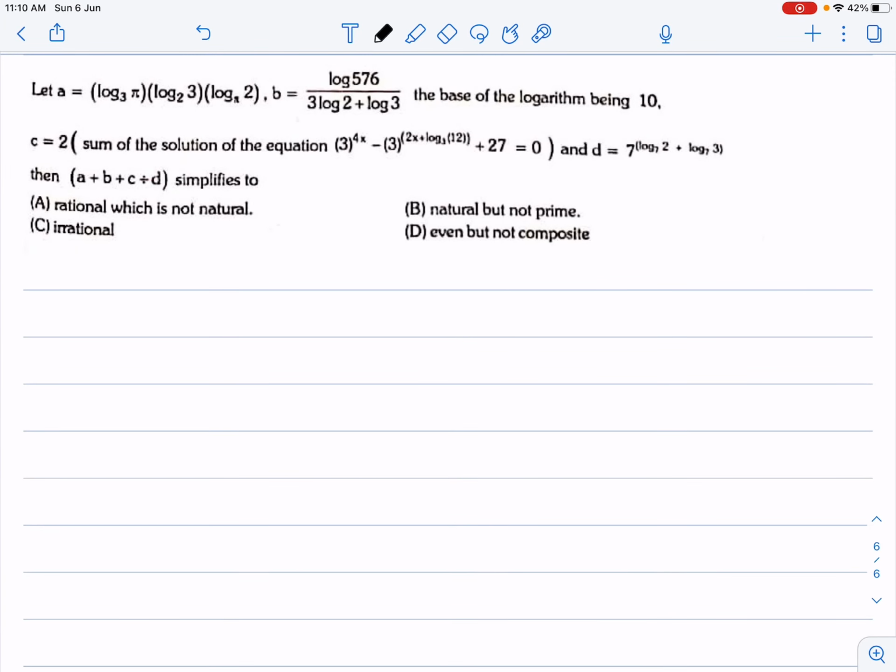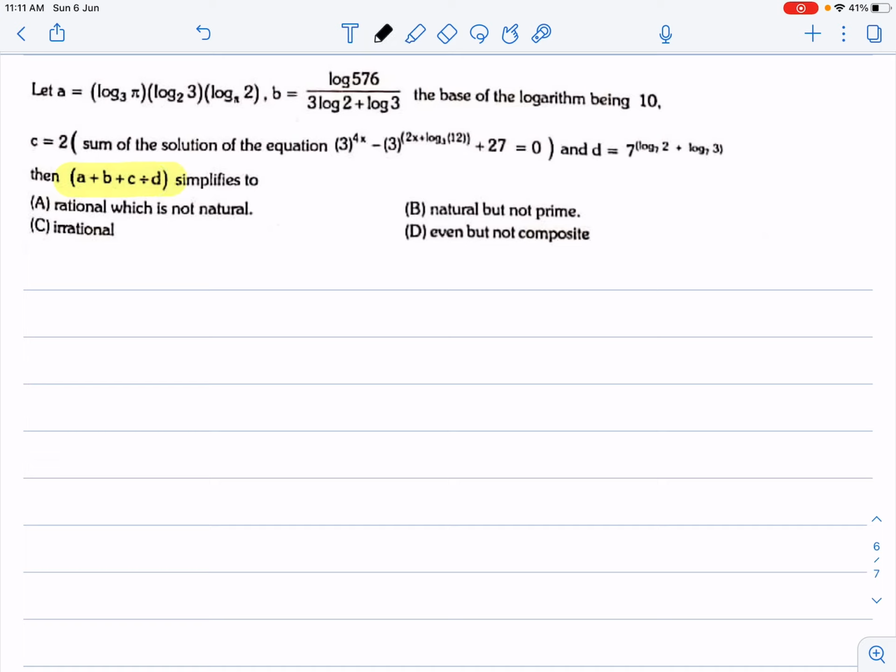So we're going to solve this question written on the screen. What is the problem statement given over here? Some values are given, a is given, b is given, c is given and d is given, and then finally it is asked to you that (a plus b plus c) divided by d simplifies to which type of number.